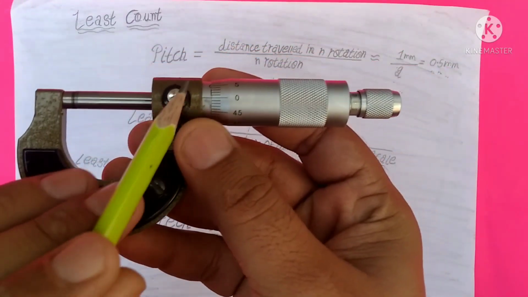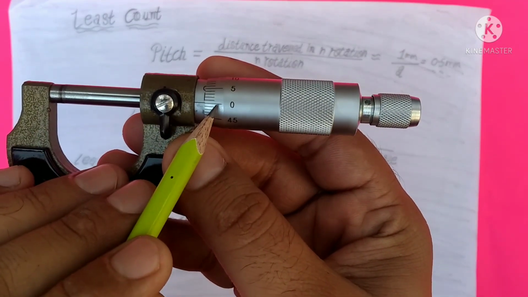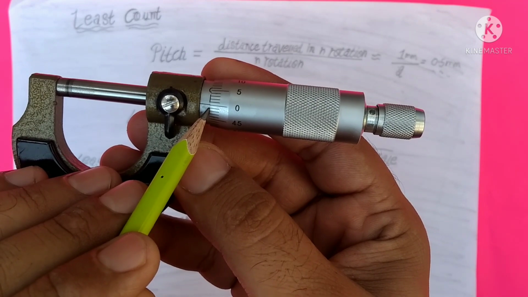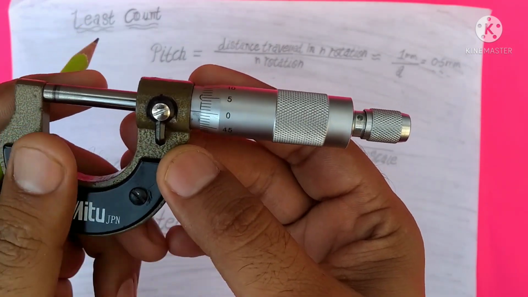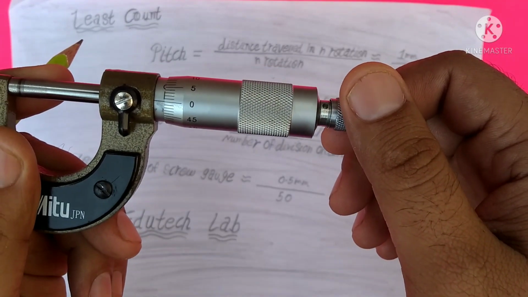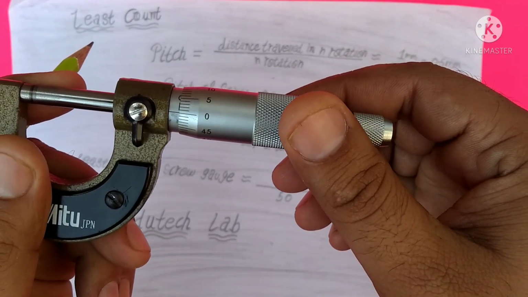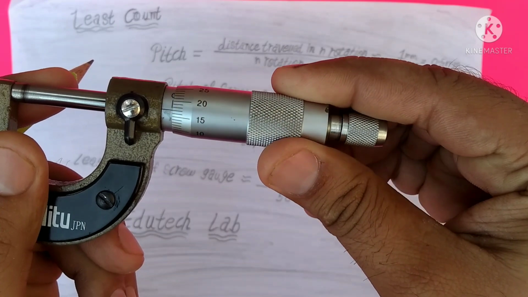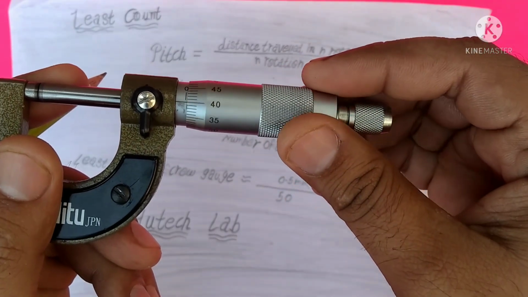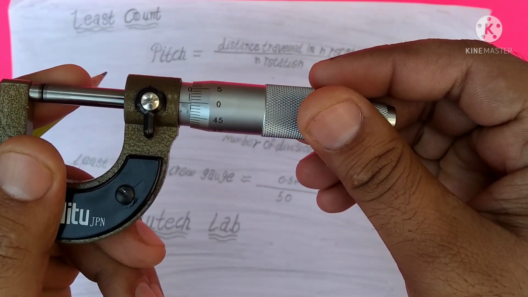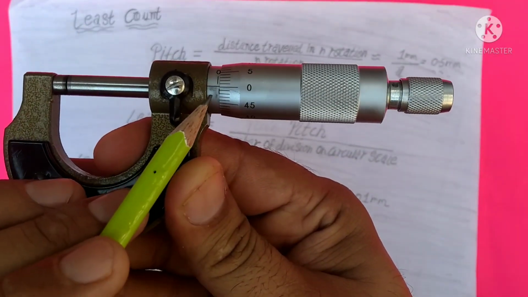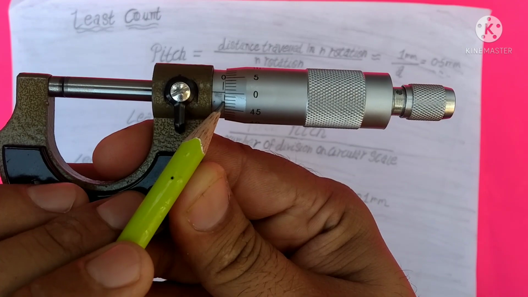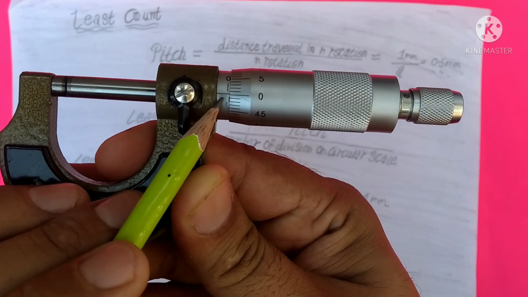In the starting position, you can see our zero division of the circular scale coincides with the reference line. Now when I provide one complete rotation to the circular scale, like in this way, then you can see one division appears on the main scale at the bottom of this reference line.